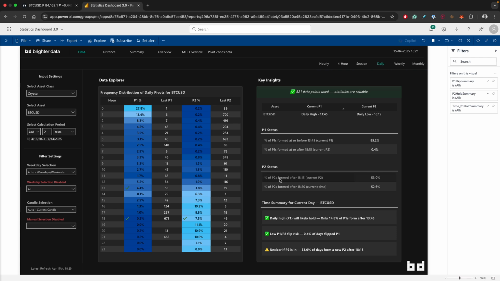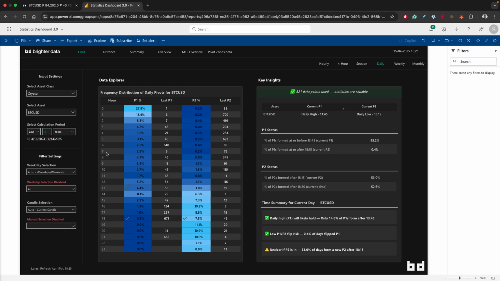It just looks at how many P2s form after the current P2. So 6:15, we know we have the 6:15 P2. We see that 53% of days put in a P2 at or after that time. So in this case, 53% is obviously no clear bias, and therefore it's saying unclear if P2 is in, 53% of days form a new P2 after 6:15. So in this case, it is basically a point flip.